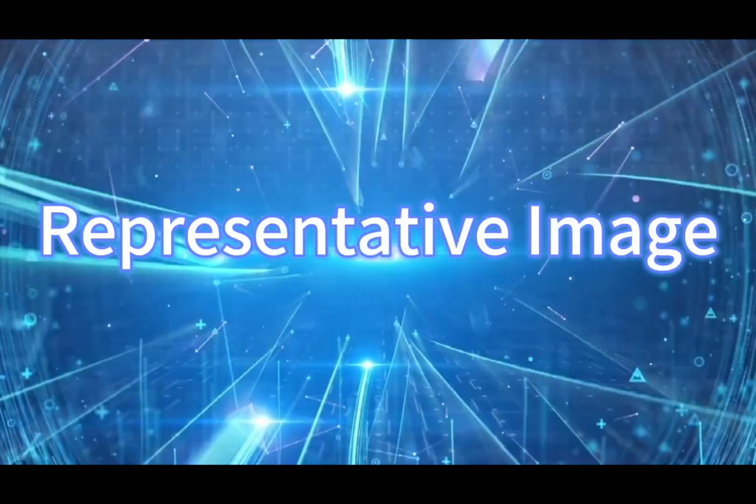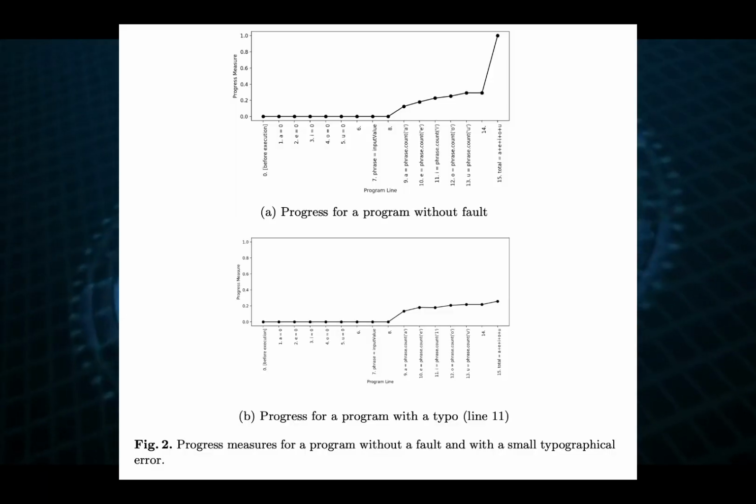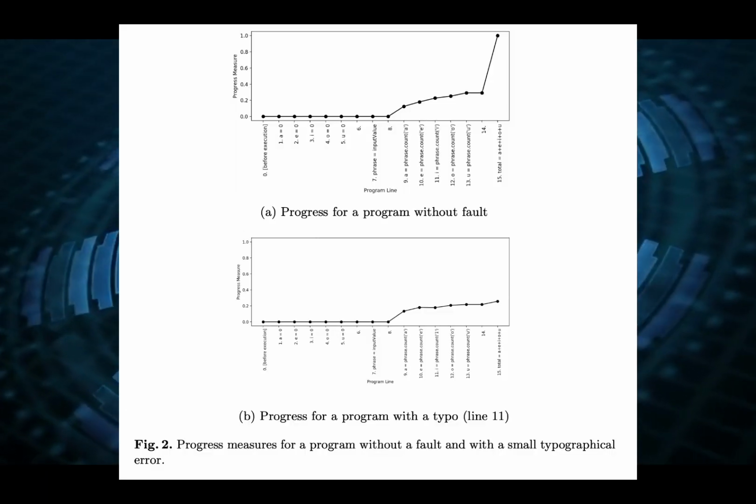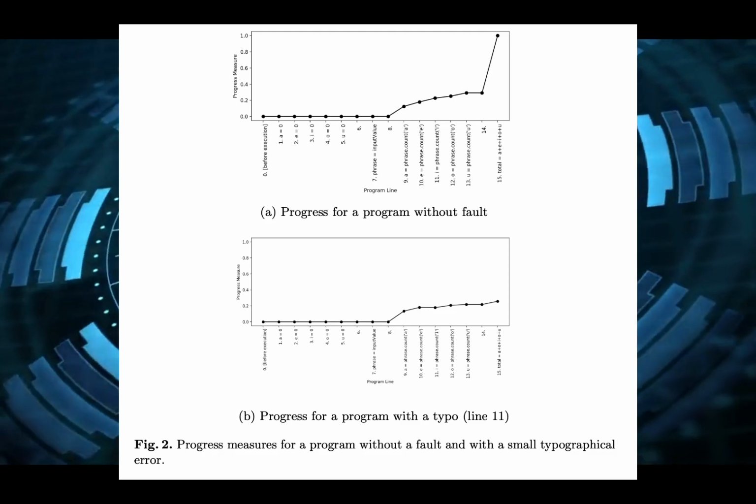The next is representative images. Figures within the paper, such as Figure 2, visualize the program progress measure and demonstrate how it varies between correct and faulty program executions.